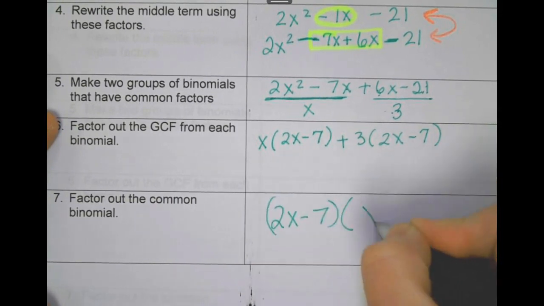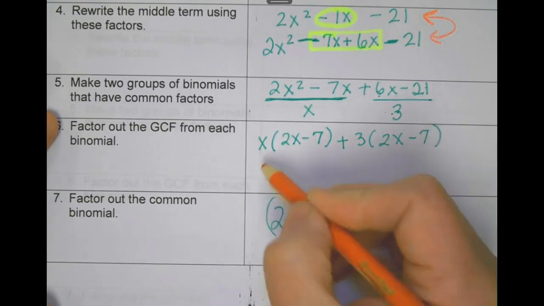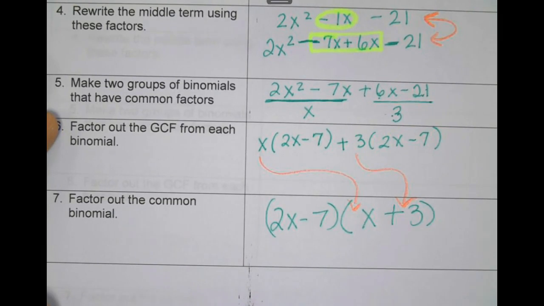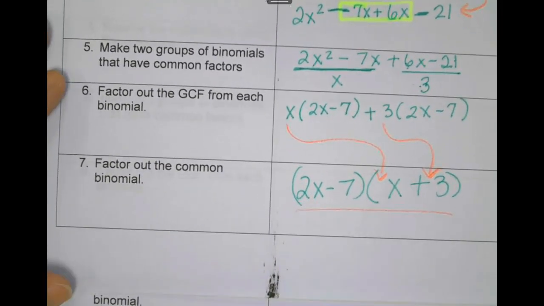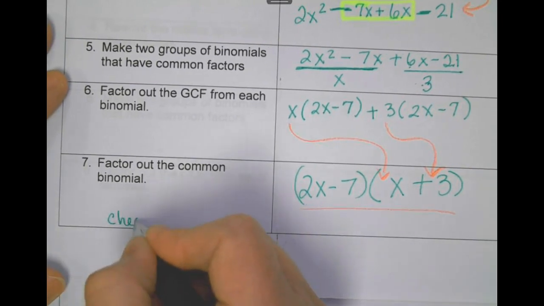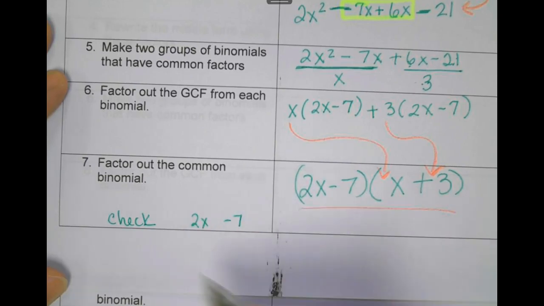And this is x plus 3. Where did the x plus 3 come from? Yes. This is the final answer. Now, you should have about an inch left down there at the bottom of your page. And so in that margin down there at the bottom of your page, we are going to check this one.